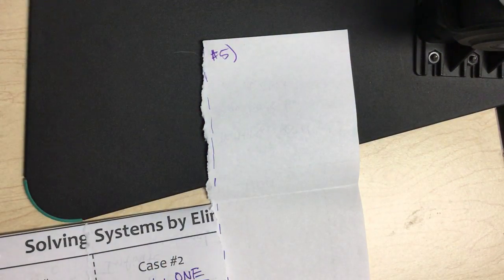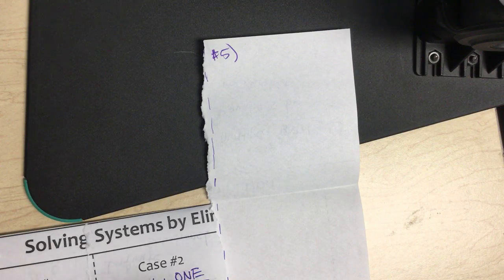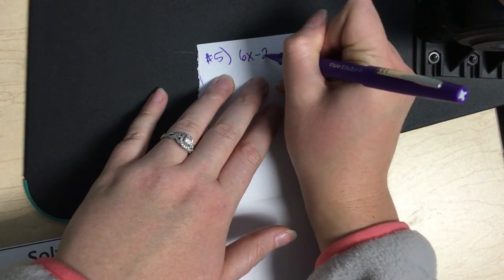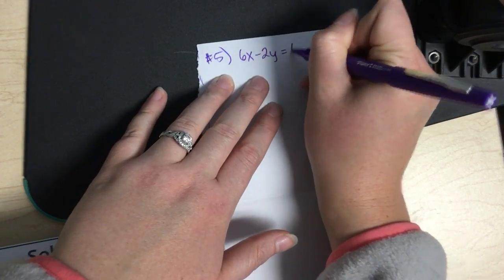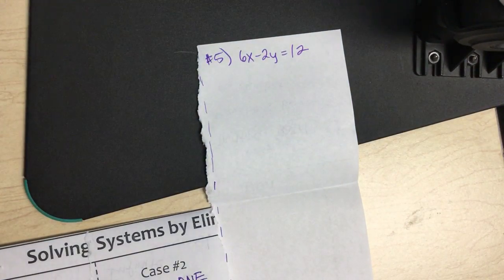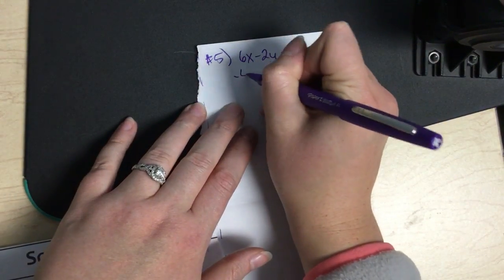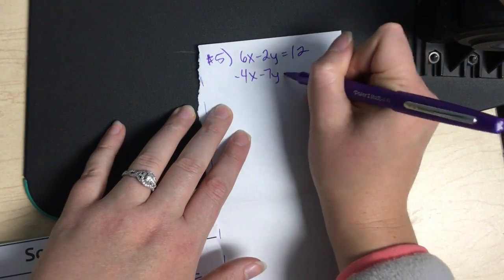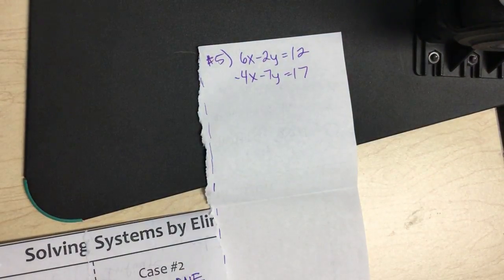Let's put number 5 here at the top. All right, let's try. Let's do 6x minus 2y equals 12. Negative 4x minus 7y equals 17.